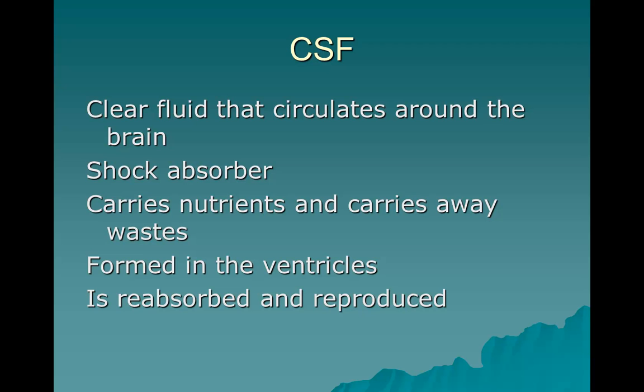The cerebral spinal fluid is a clear fluid that circulates around the brain. The purpose of having cerebral spinal fluid is a combination of being a shock absorber for the brain, so that when you turn your head side to side, you don't get brain damage. It also aids in carrying nutrients and carrying away waste. It is formed in the ventricles, as I mentioned, at the level of the germinal matrix. It is reabsorbed by those arachnoid villi, and it's consistently being reproduced. So it's produced, reabsorbed, produced again, reabsorbed again, and it's essential for the homeostasis of the nervous system.